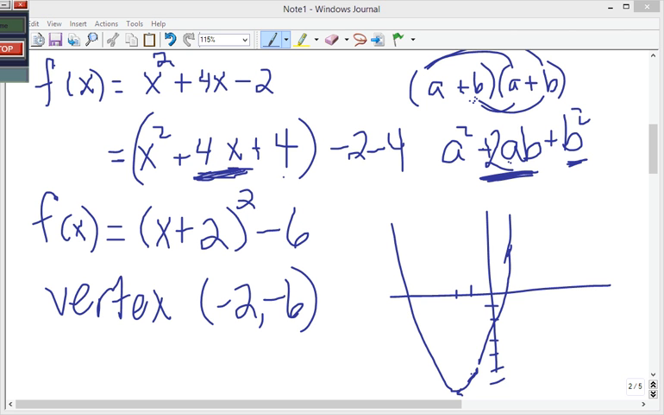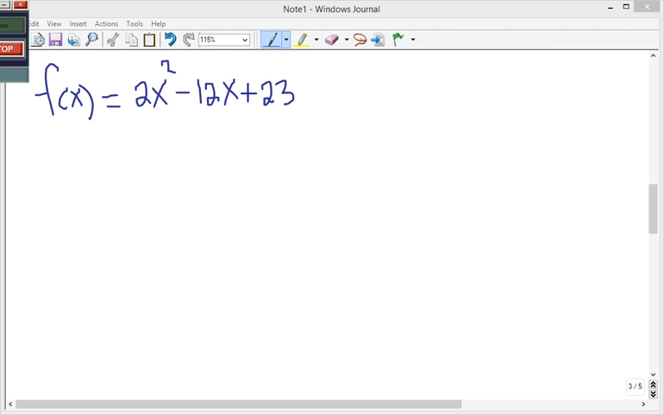So that's the general way we complete the square and change it into standard equation. So let's do another one. Okay, so in this one we want to do the same thing. We want to get it into standard form and state the vertex.